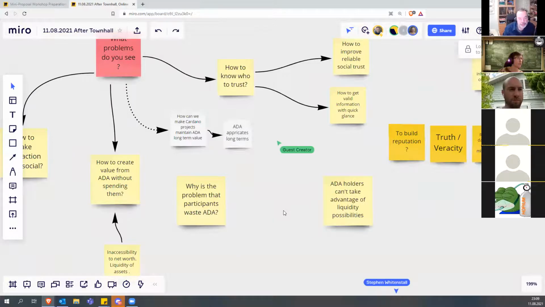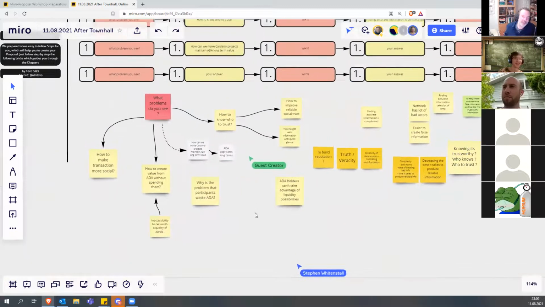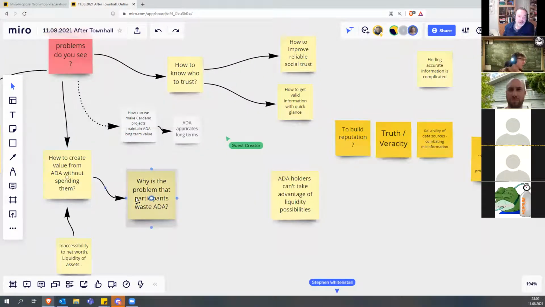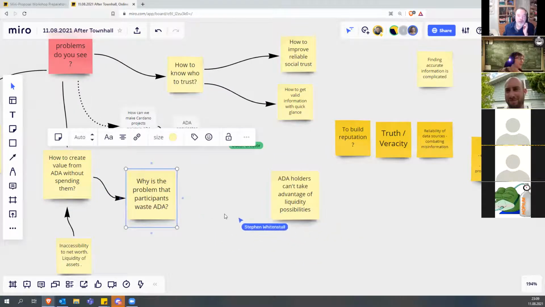Did somebody delete the sticky note? Yeah, I just deleted it because you just rewrote it. But I rewrote it in a different wording, so I was trying to show the process. Okay. But I can undo that. There you go. How about that? Nice.